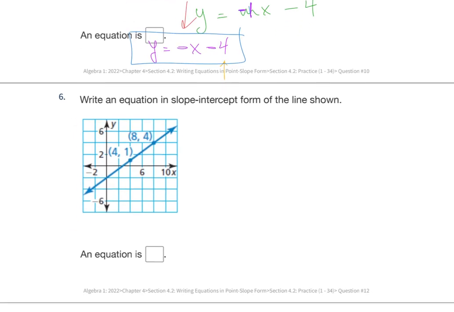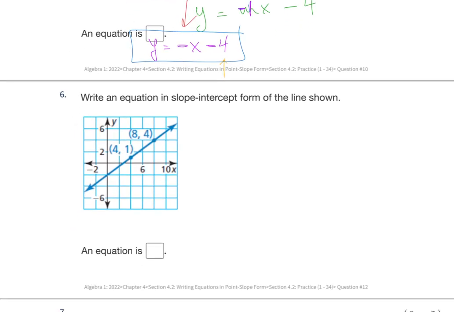Write an equation in slope-intercept form of this one, okay? Again, we're going to kind of cheat and just go, hey, look, it looks like it's right there. This graph is counting by 2's, so this is what I think we have right away, okay? And now I'm going to plug in, you know what? I'm going to do that.